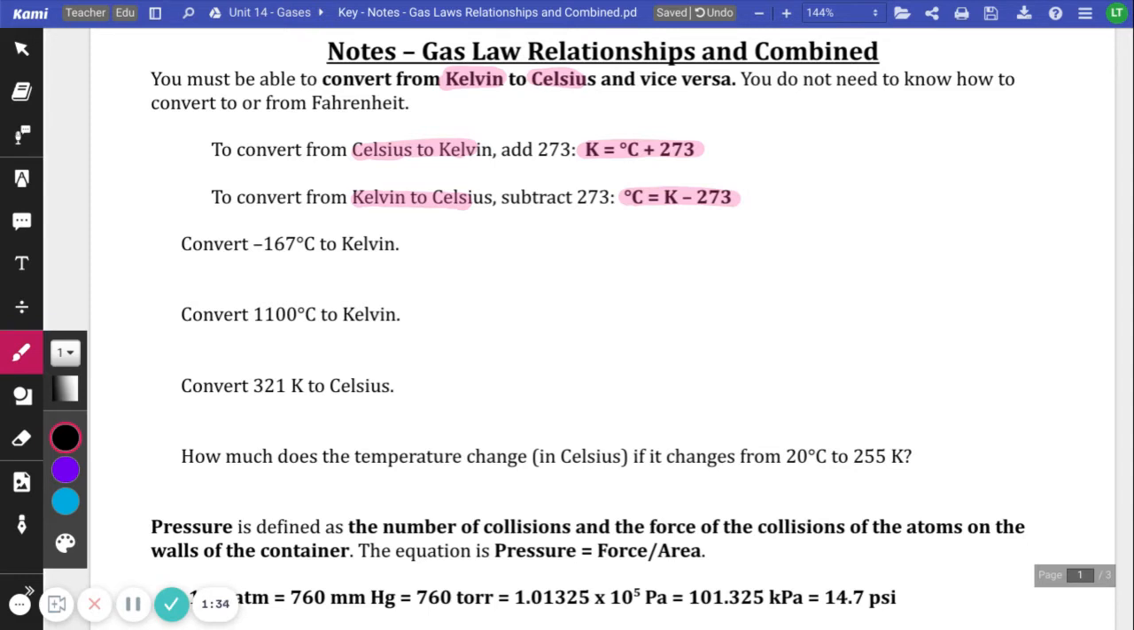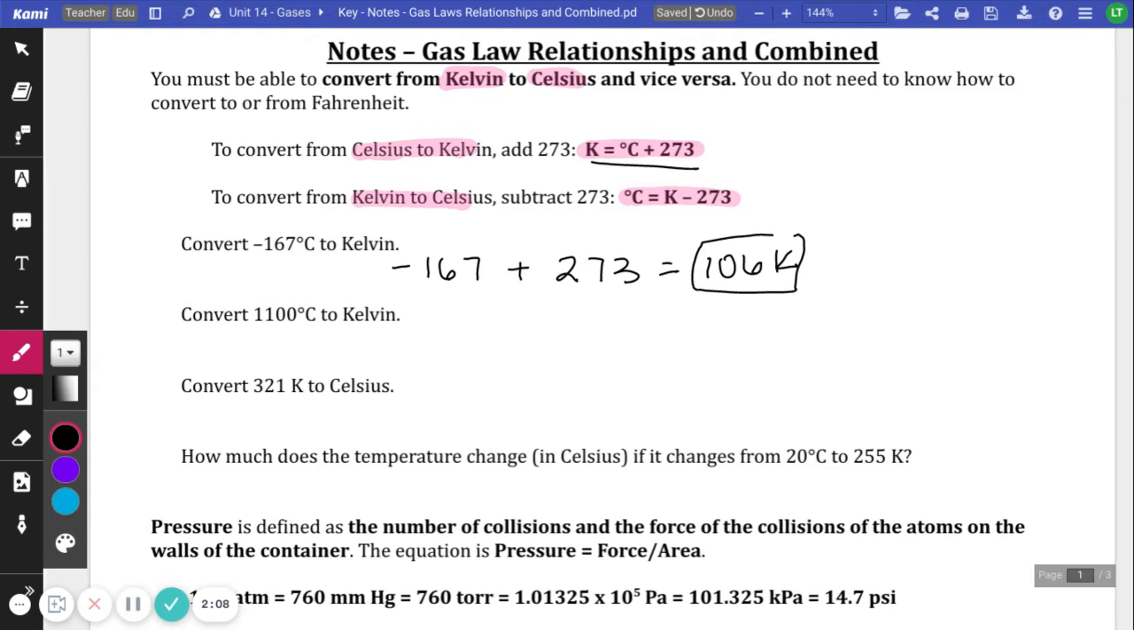For our first one, I have negative 167 degrees Celsius, and I need to convert that to Kelvin. So I want to go from Celsius to Kelvin. There's my equation: negative 167 plus 273. Go ahead and plug that into your calculator or do it in your head. When you do, you should get that our temperature is 106 Kelvin.